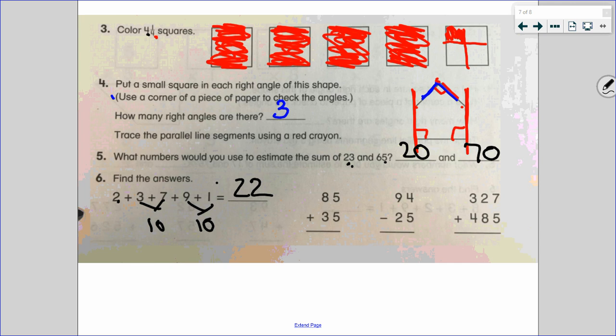85 plus 35. Okay, I'm going to add. I'm going to start with my ones place. 5 plus 5 is 10. Put the 0, carry 1. 1 plus 8 is 9. Plus 3 more, 10, 11, 12. My answer is 120.